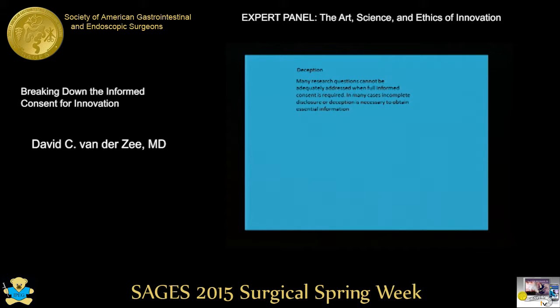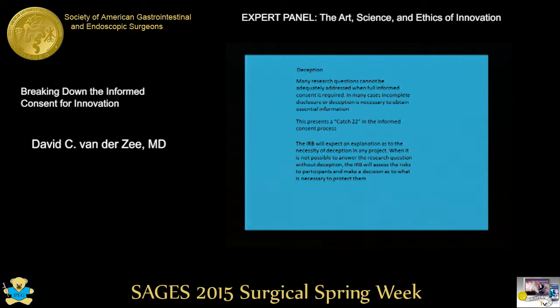Deception. Many research questions, as has been displayed before, cannot be adequately addressed when full informed consent is required. In many cases, incomplete disclosure or deception is necessary to obtain essential information. This presents a catch-22 in the informed consent process. The RRB will expect an explanation as to the necessity of deception in any project. When it is not possible to answer the research question without deception, the RRB will assess the risk to the participants and make a decision as to what is necessary to protect them.